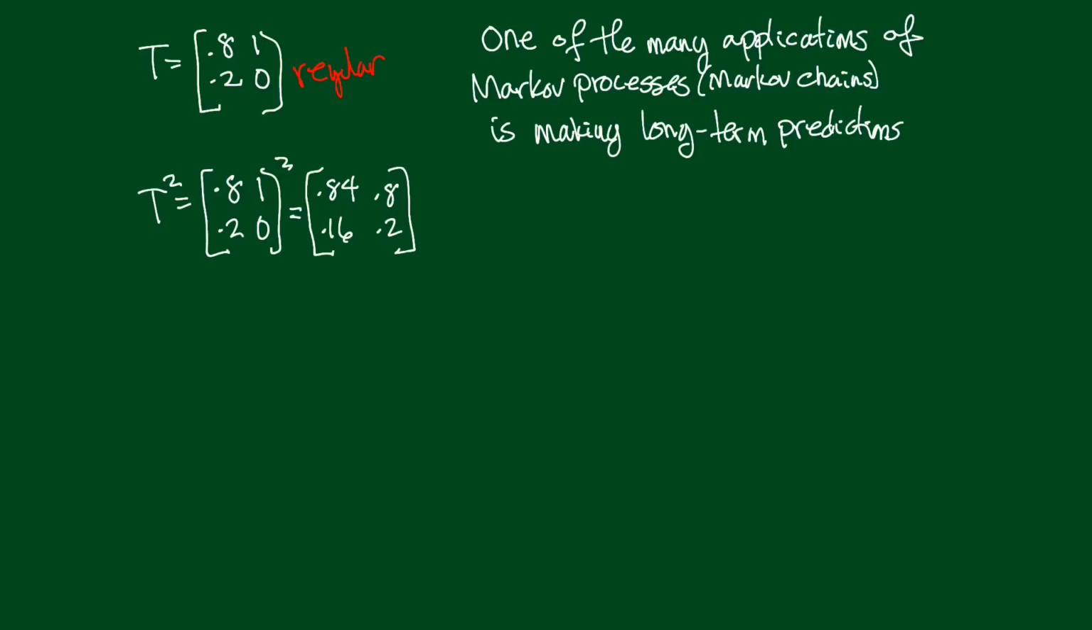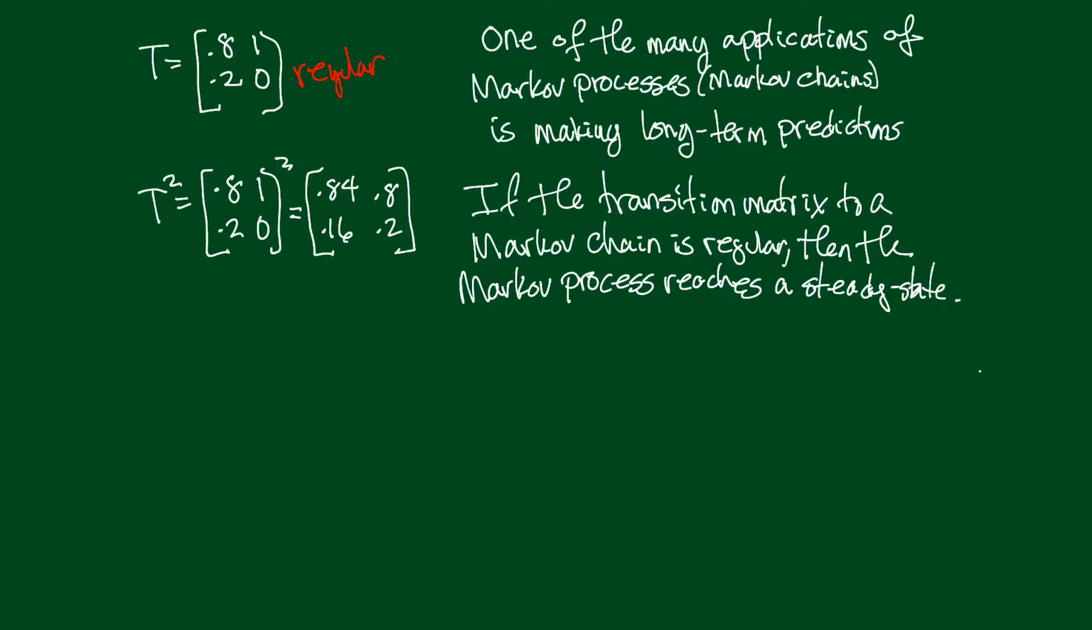One of the many applications of Markov processes or Markov chains is in making long-term predictions. So we're going to say this now. If the transition matrix of a Markov process is regular, then the Markov process reaches a steady state. Now, what does a steady state mean? That means the next generation is not going to change from the current generation, right? Things tend to settle down, and in the long run, one generation is the same as the next.